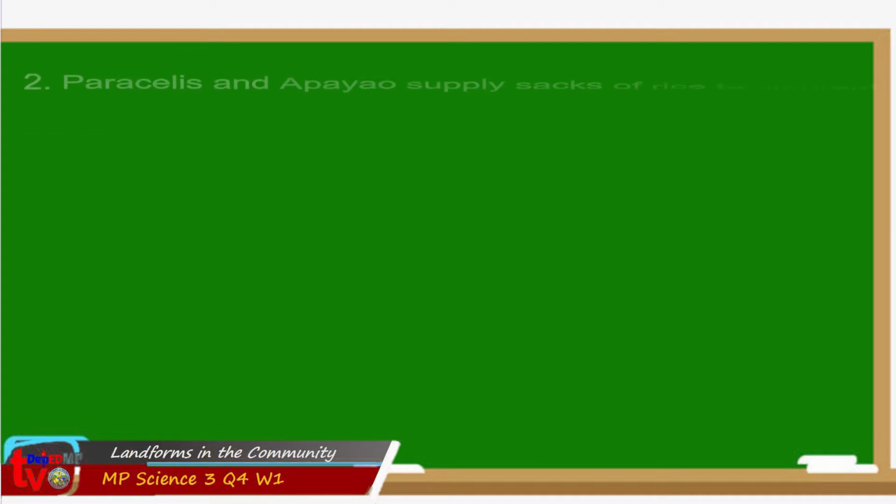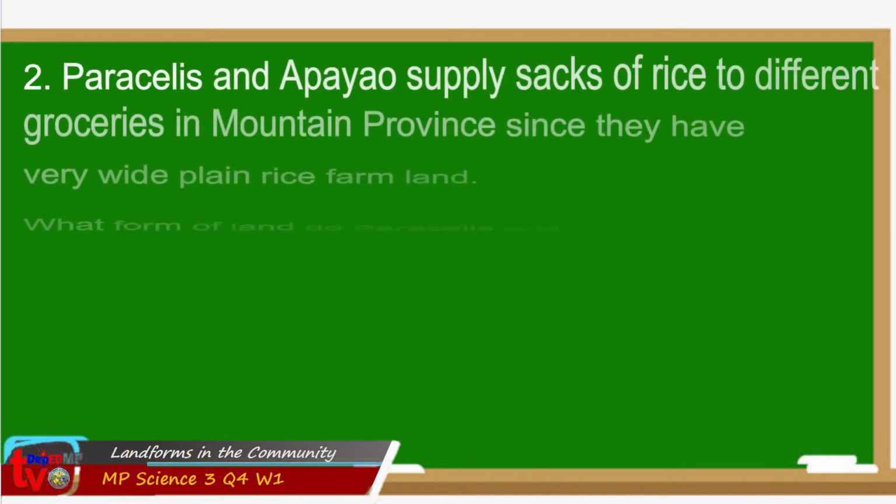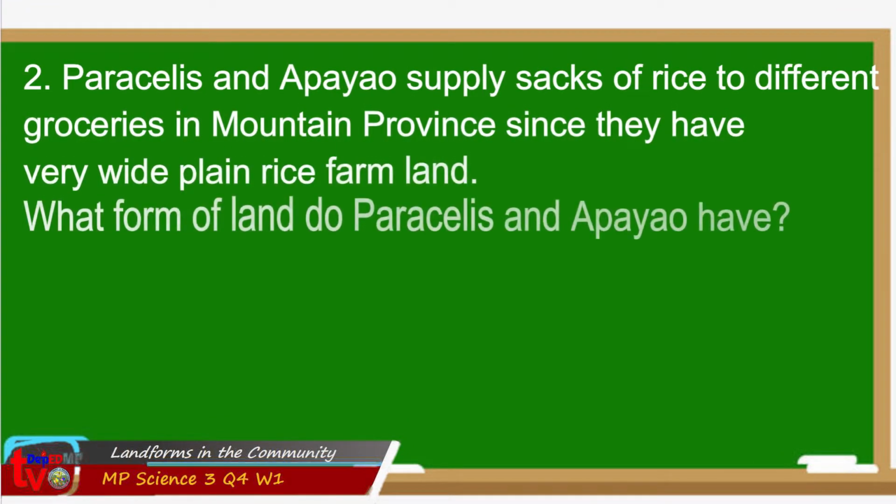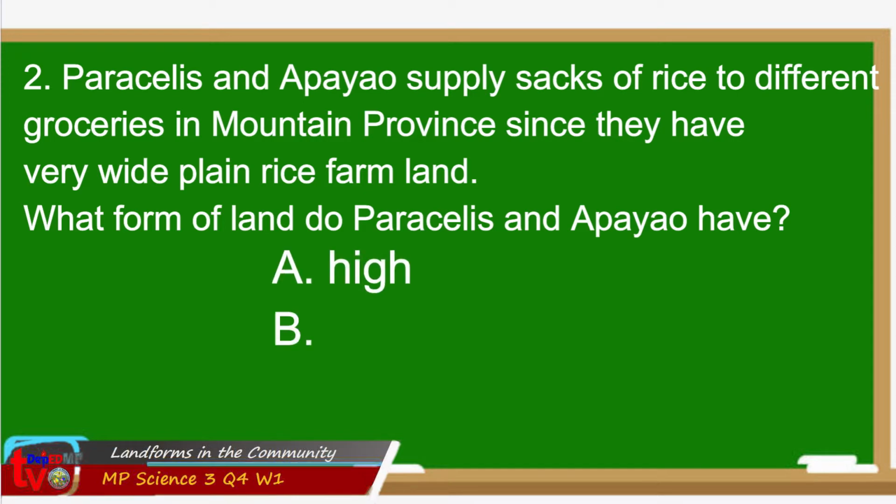Number 2. Paracelis and Apayao supply sacks of rice to different groceries in Mountain Province since they have very wide plain rice farmland. What form of land do Paracelis and Apayao have? Letter A, high. Letter B, plain. Letter C, terrace.